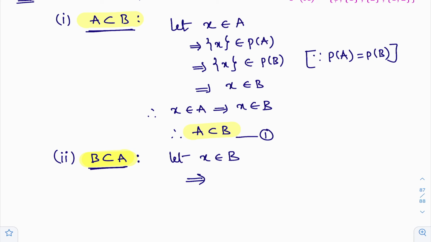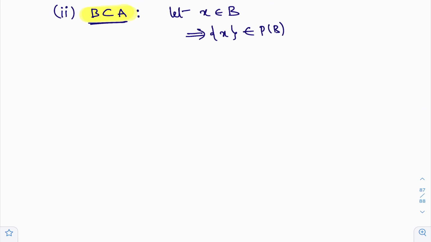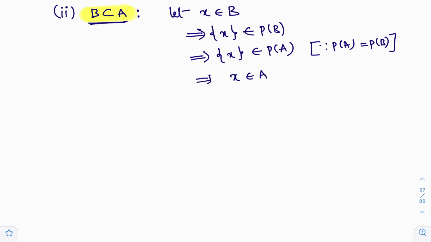If X belongs to set B, it is 100% clear that the singleton set {X} definitely belongs to P of B. In the question, they have given that P of A is the same as P of B. So what I can write here is that the singleton set {X} definitely belongs to P of A. Why? Since they have given that P of B is the same as P of A, so in place of P of B, I have written P of A. It is very clear that if the singleton set {X} belongs to P of A, then definitely X belongs to A. So what happened here? Therefore, X belongs to B implies X belongs to A.